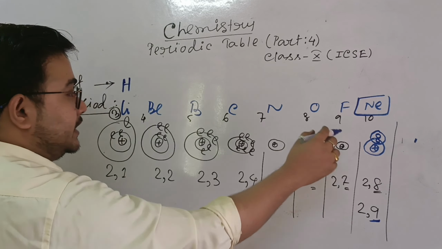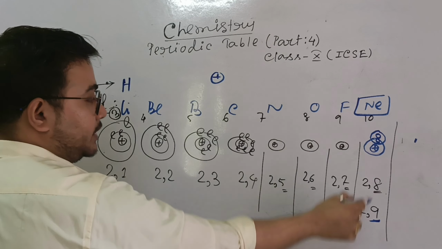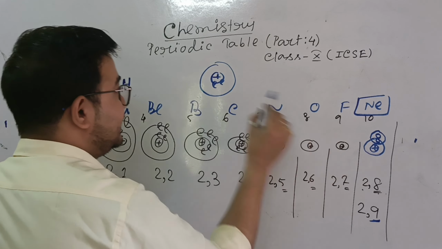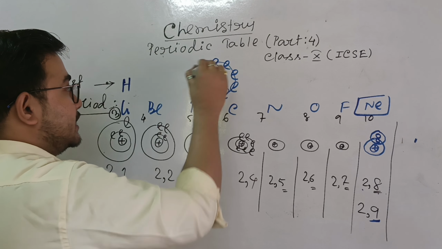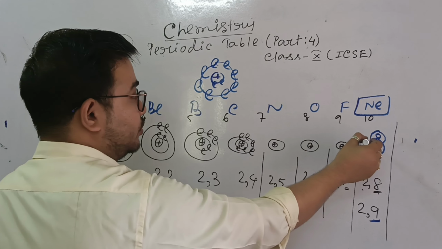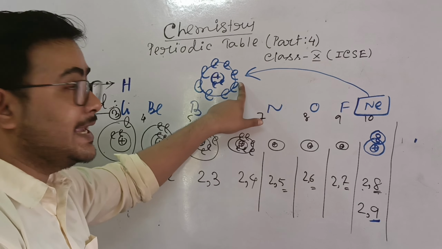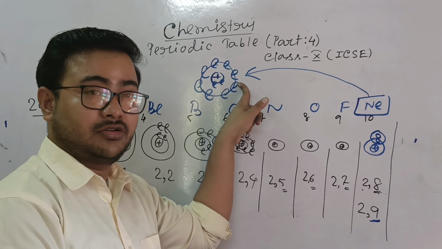Try to understand, if we draw the case of neon, the first shell contains how many electrons? 2, and the second shell has 8 electrons: 1, 2, 3, 4, 5, 6, 7, 8. Look at the board, this is the case of neon. So in neon, the second shell is filled with the maximum number of electrons.